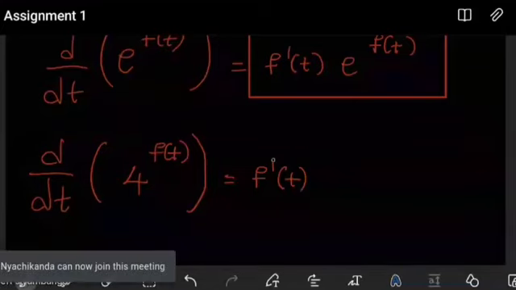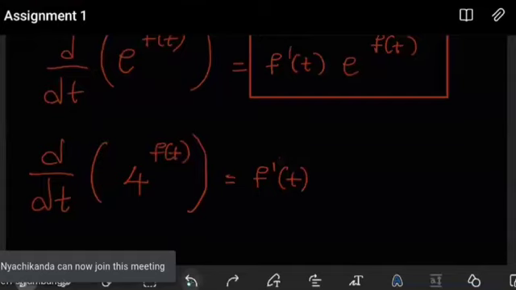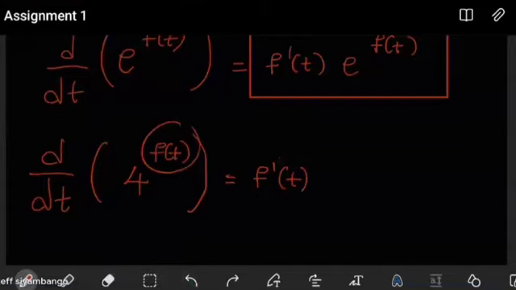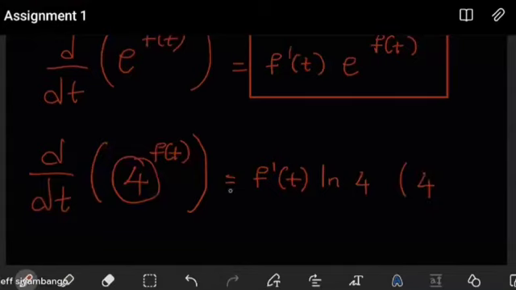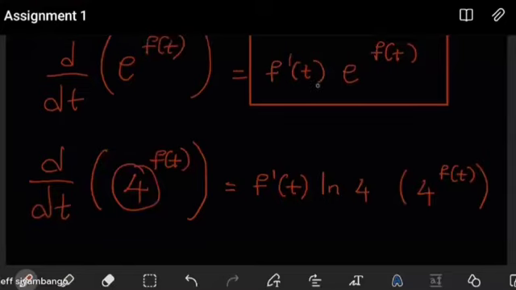So prime here means you're supposed to differentiate this function. So differentiate the power. After that, if the base is not e, then this has to be ln the base, meaning ln 4. And then after that, you can multiply with the same function for the power f of t.